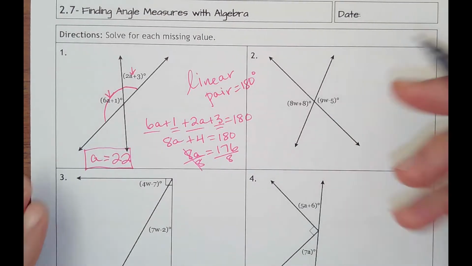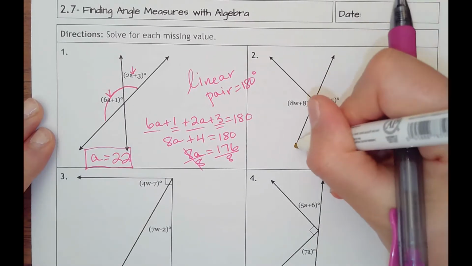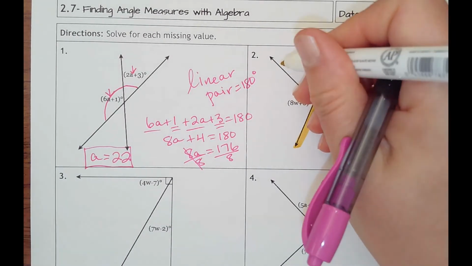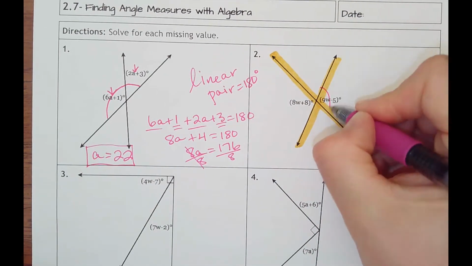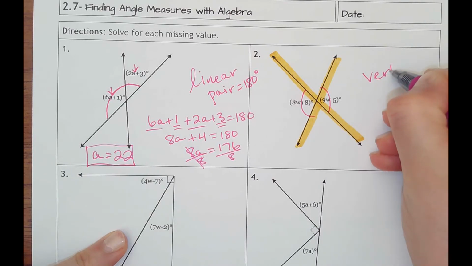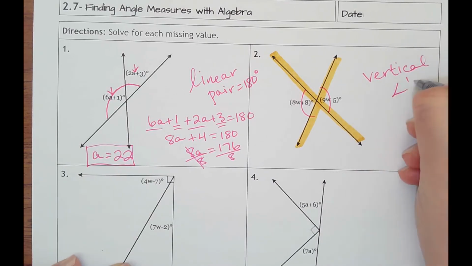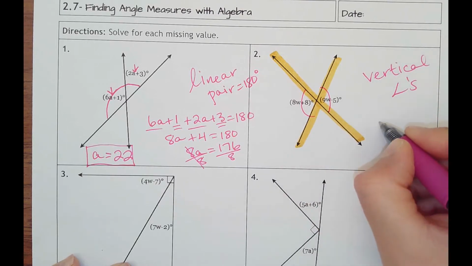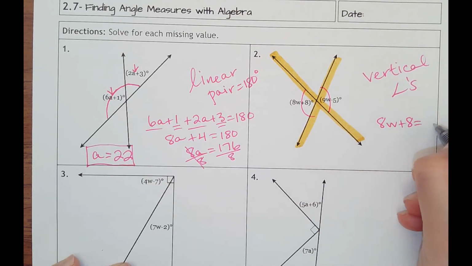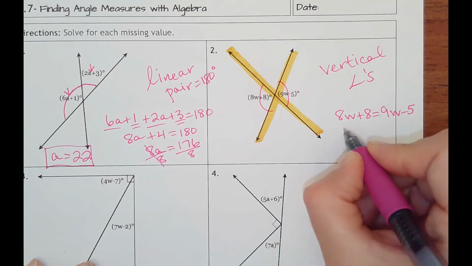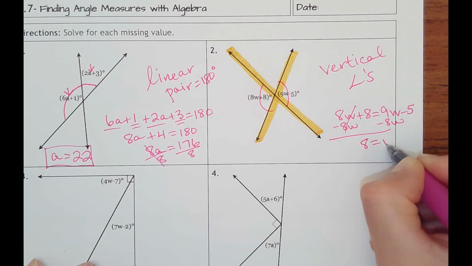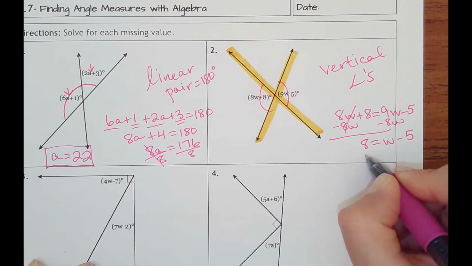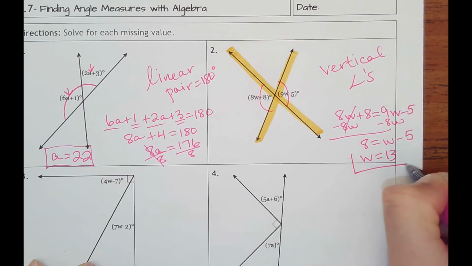Number 2, I see a big X here, and I see an angle on either side. So that means that these are vertical angles and they're congruent, or they equal. So I would say that 8W plus 8 equals 9W minus 5. I like keeping my W a positive, so I would rather subtract 8W on both sides. That'd just be W, add 5 to 8, so W is 13.